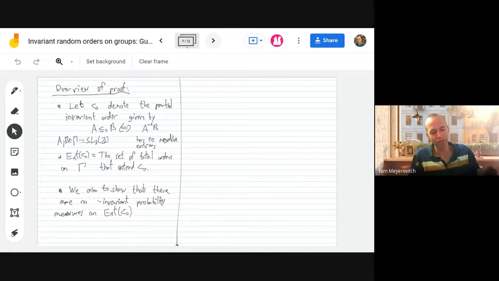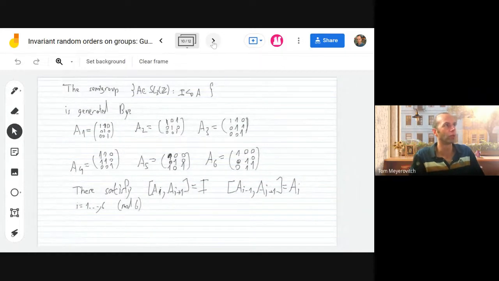Non-amenability of SL3Z has to come into the proof, right? It has to be. We will not assume it. We will do something direct, which will be based on it. And so we have to look at the structure of SL3Z, and here is the structure.